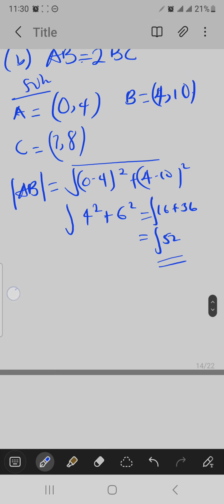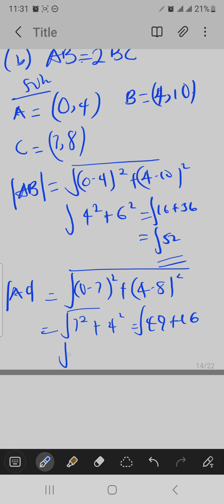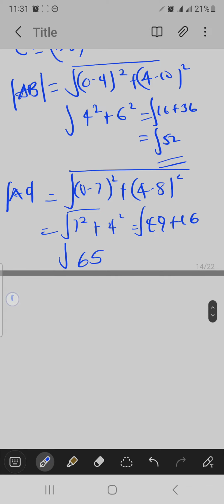The second one, AC. AC is the square root of (0 minus 7) all square plus (4 minus 8) all square. Just pick anything, but pick it in the same order. So this one will be what? 7 square, 49, plus 4 square, 16, square root. So this one will now be the square root of 65.